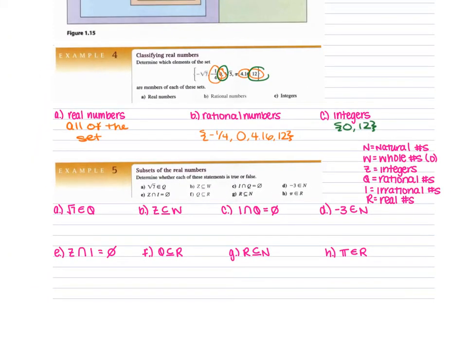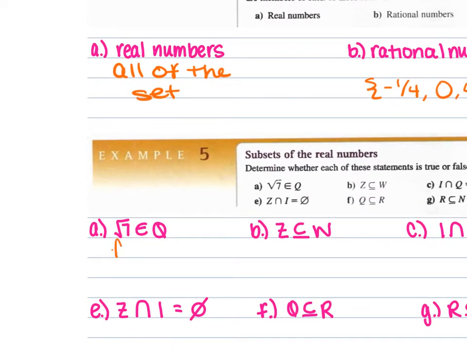For example 5, I write this down so that I can refer to it whenever I am looking at these types of problems. Our natural numbers are represented by N, our whole numbers are W, our integers are Z, our rational numbers are Q, our irrational numbers are I, and our real numbers are R. With these, we're telling whether each is true or false. So A says that the square root of 7 is a member of Q. So the square root of 7 is a rational number. This is false.